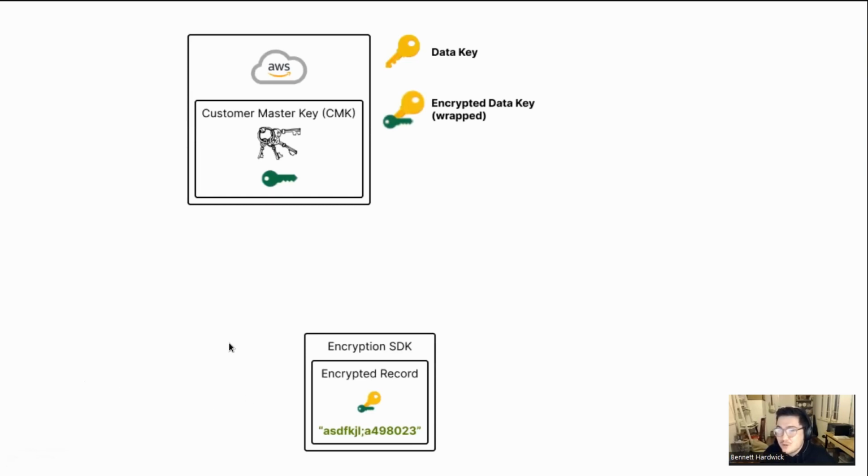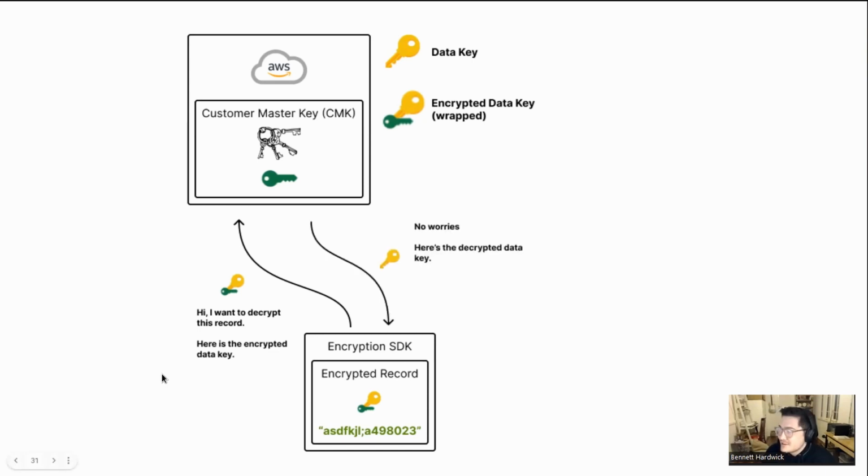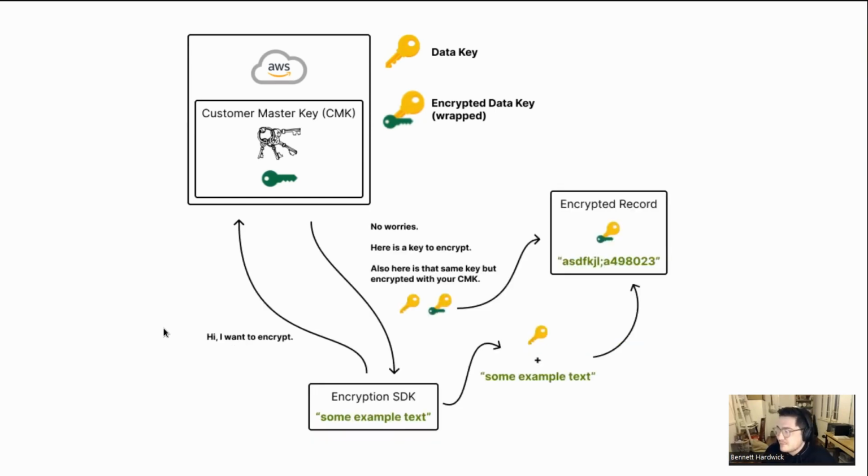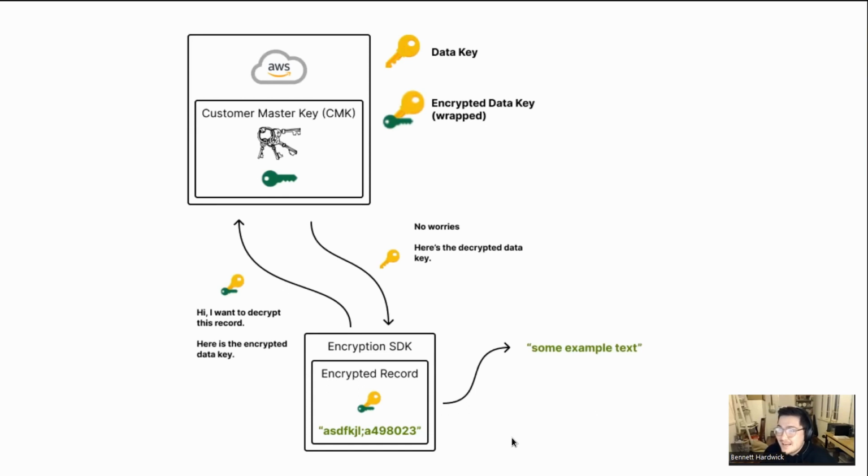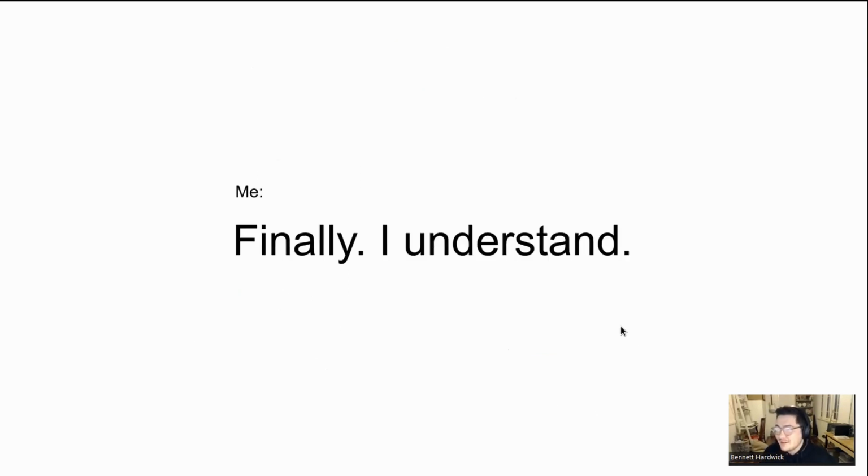The second part of the story, I suppose, is the decryption. So if you have an encrypted record or encrypted result or something like that, you'll start to decrypt it by saying, hey KMS, or hey AWS, I found this encrypted data key. Can you please help me decrypt something? It'll be like, yeah, no worries. Here's the decrypted data key back. And then just normal AES decryption, you can get back your example text. So this is what it's like to encrypt something, and then pretty much a very similar approach to decrypt it and get it back.